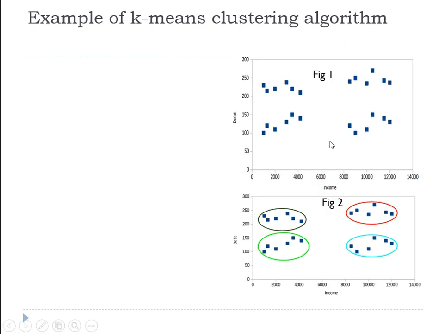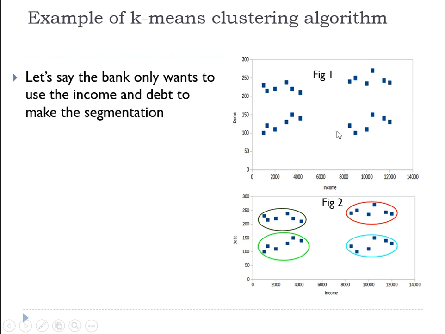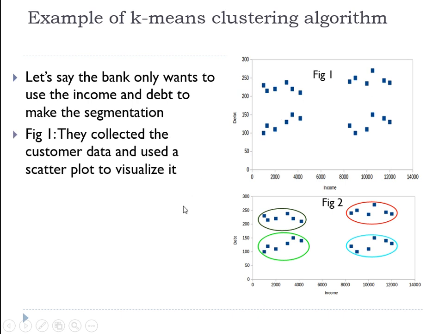So let's understand this with an algorithm. Let's take an example. Let's say the bank only wants to use income and debt in order to make the segmentation. So this figure 1 shows the original data set, where on the x-axis we have the income and on the y-axis we have the debt. So this is the scatter plot of the original data.